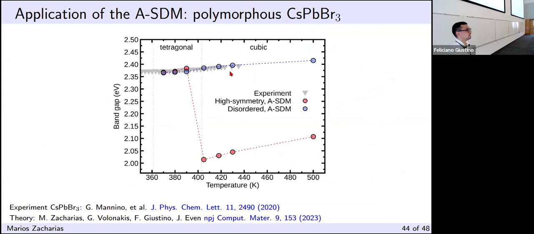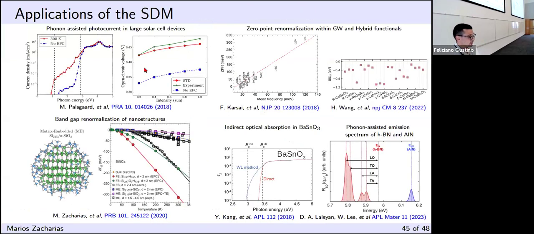However, if you account for local disorder and polymorphism in your calculations, you capture the smooth variation of the band gap with temperature in very good agreement with experiment. So some other applications of the special displacement method involve doing phonon-assisted photocurrent in large solar cell devices, accounting for the charge density at finite temperatures, open circuit voltage.